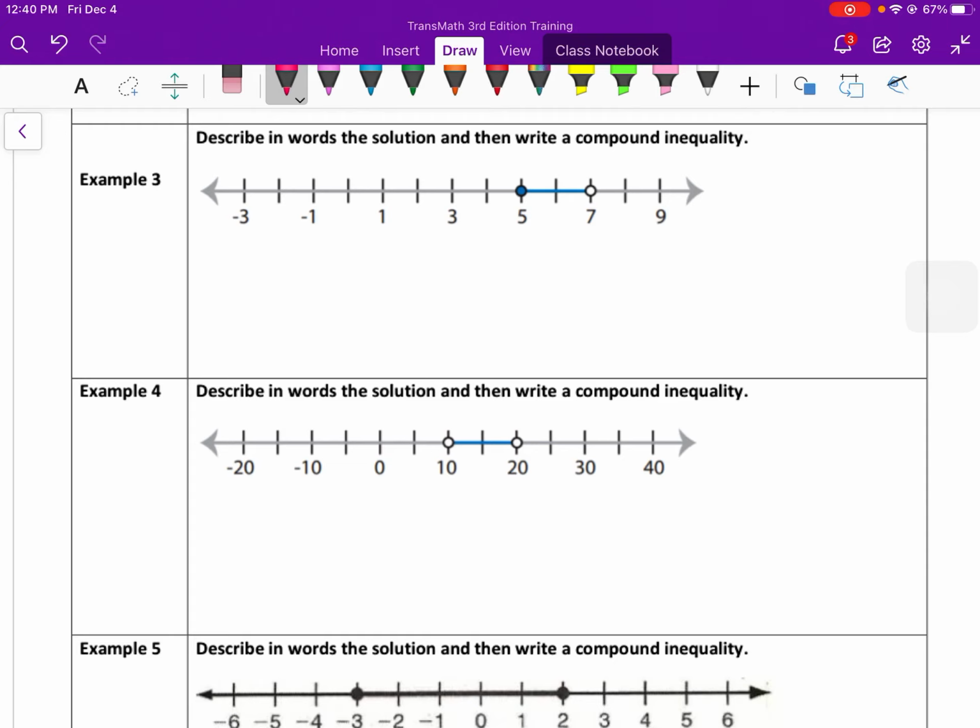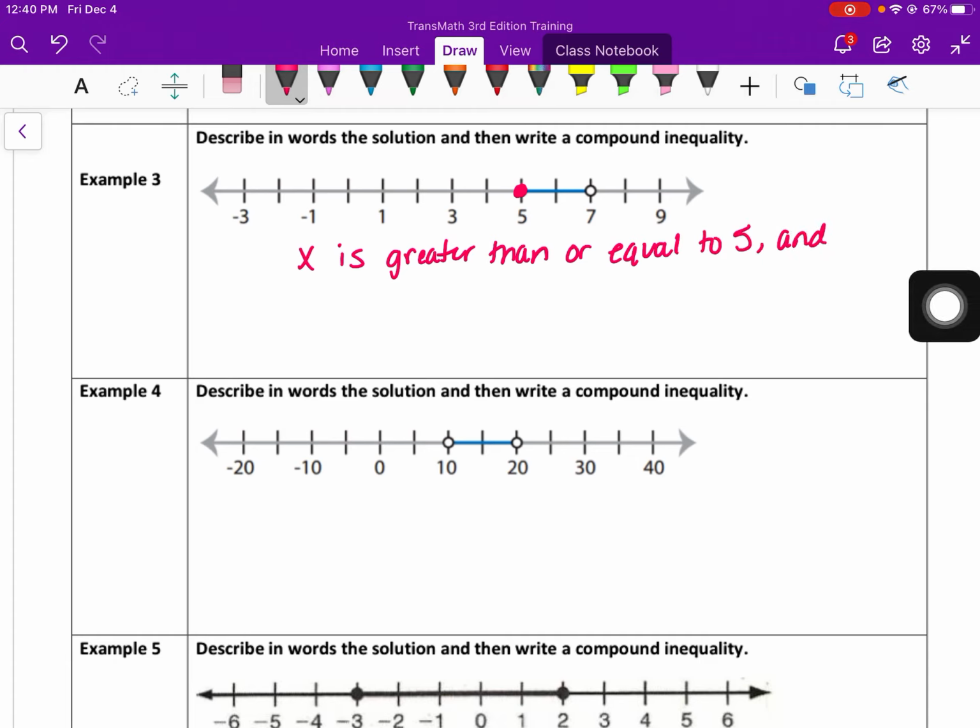On this one, we are between 5 and 7. So I would say that x is between 5 and 7, or x is greater than, since it's a filled in circle at 5, a closed circle, it is greater than or equal to 5, and less than 7. So, sorry, greater than or equal to 5 and less than 7.